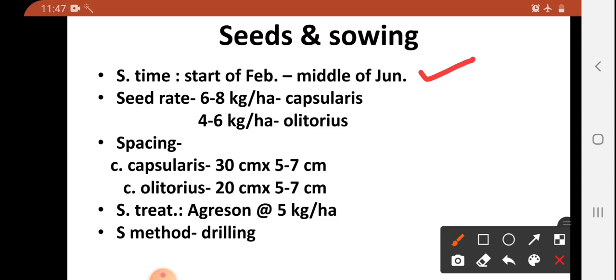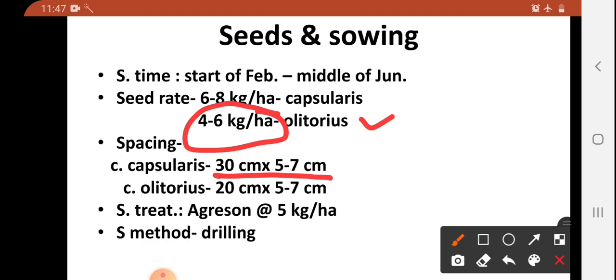If we think about seed rate, it again varies according to the cultivated species. If we are cultivating capsularis species, it requires 6 to 8 kilograms of seeds for cultivation of 1 hectare area. And if we are using olitorius species, it requires 4 to 6 kilograms of seeds for 1 hectare area. Again, spacing varies according to the cultivated species. Capsularis species requires 30 centimeter by 5 to 7 centimeter spacing, and olitorius species requires 20 centimeter by 5 to 7 centimeter spacing.